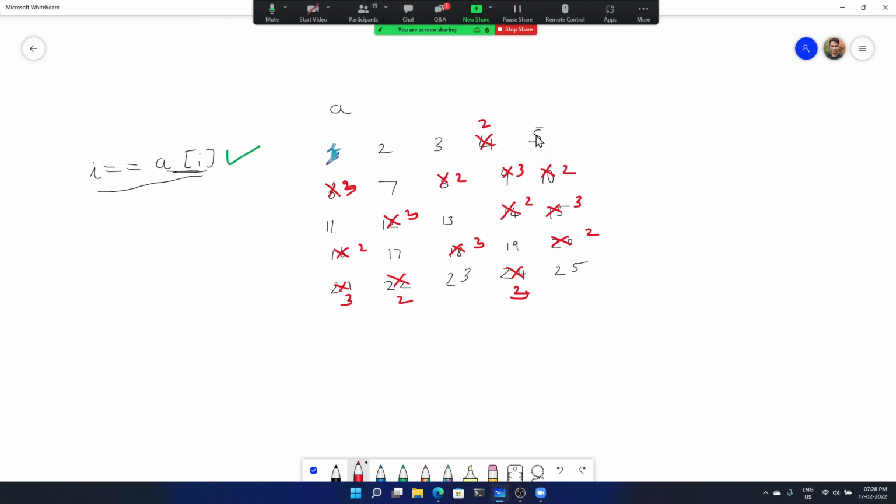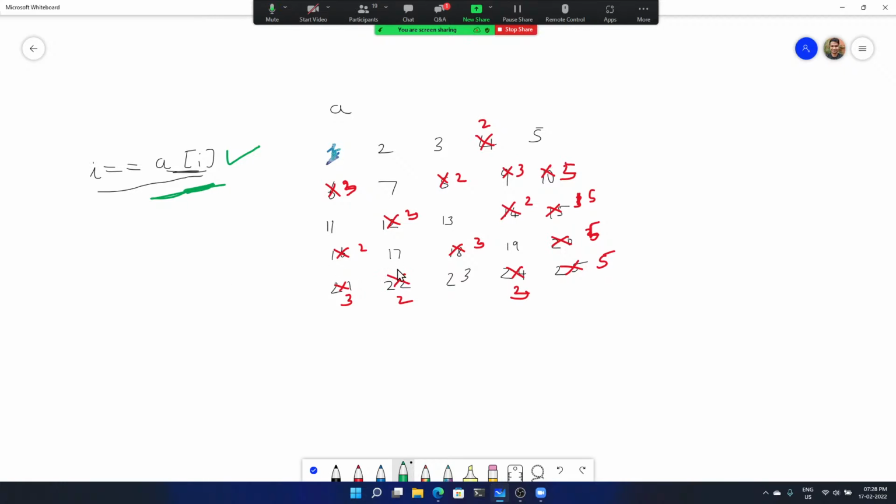So for 5, 10 I'll say 5. 15 I'll say 5. 20 I'll say 5. 25 also I'll say 5. Now imagine that you want to do the prime factorization of a number. If it's a prime number, the index will match, this condition will match. So if this condition is matching, it's a prime number. So the prime factorization of that number would be only one number, which will be A of i, or i.